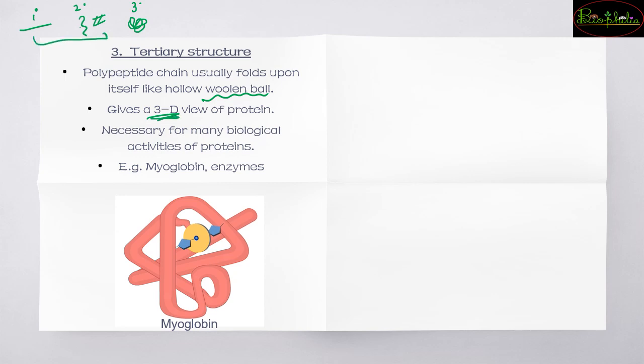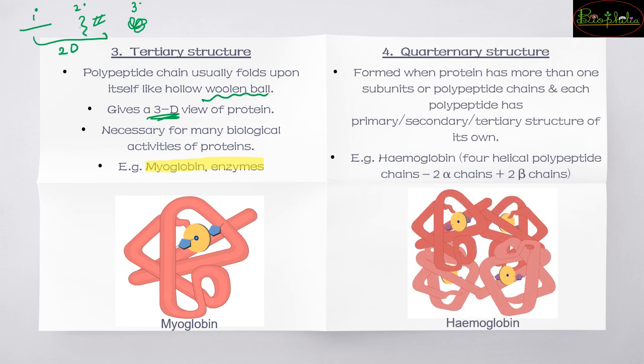The first two were in 2D format. From the tertiary structure, it is forming a 3D format of protein. And this type of thing can be formed in globular proteins or the enzymes, which are in the form of tertiary structures. Fourth is the quaternary structure, which is one more complex form of the structure of protein, wherein there are more than one subunits or polypeptide chains that are either in the form of primary, secondary or tertiary, and these are combined to make the quaternary structure.